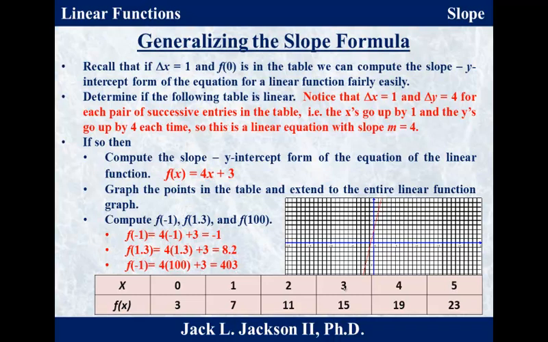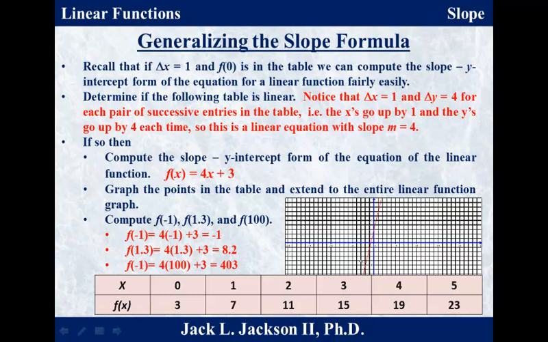And of course we could check this out. We plug in 0. 4 times 0 plus 3 is 3. That works. Plug in 1. 4 times 1 is 4 plus 3 is 7. Plug in 5. 4 times 5 is 20. Plus 3 is 23, and so forth. So it works. And if you graph these and connect the dots, you get a solid straight line, and you can see that here in the graph.